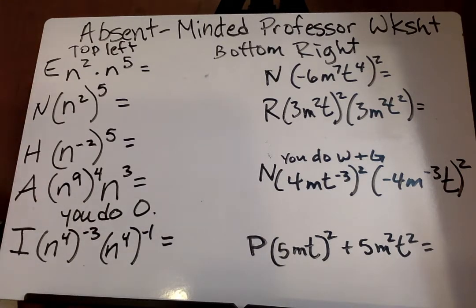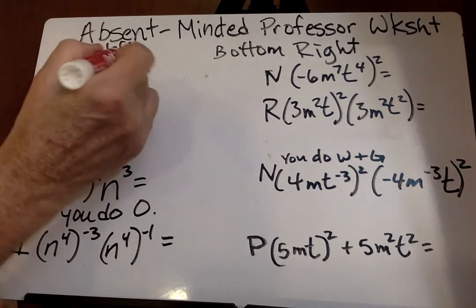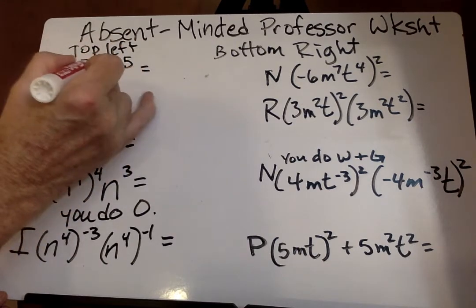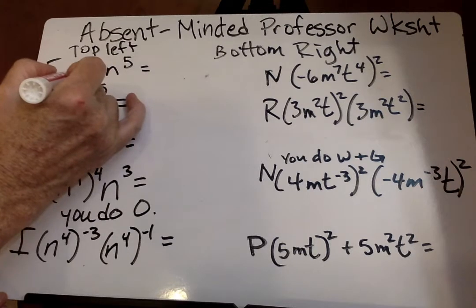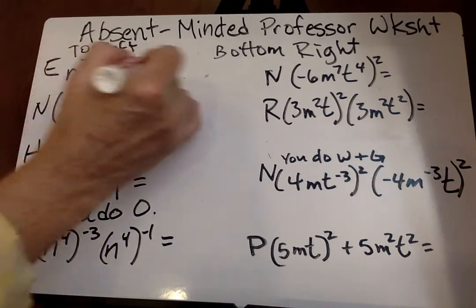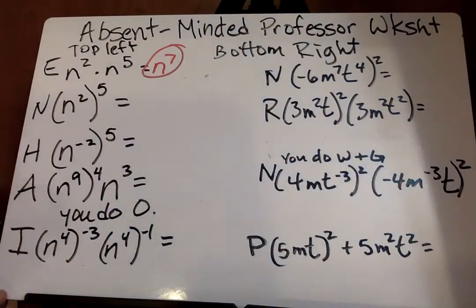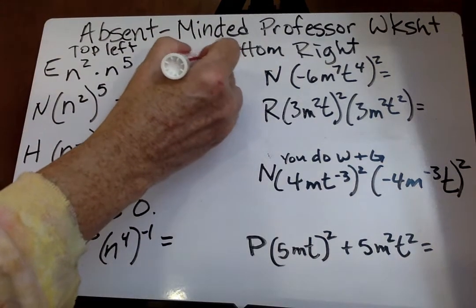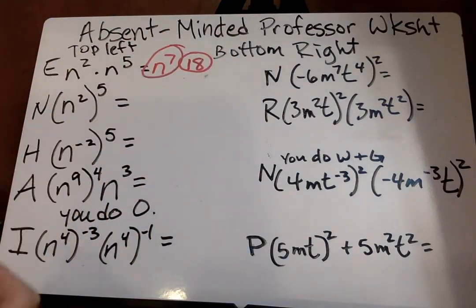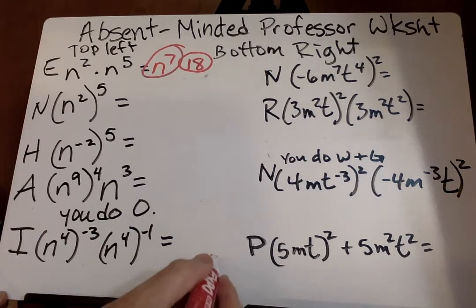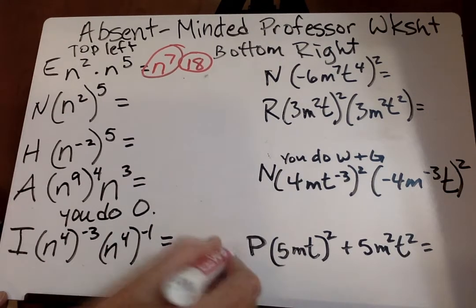We have n squared times n to the fifth. So when we are multiplying bases with exponents here, we can go ahead and add the exponents. So we said this is n to the seventh. Then we look at the right-hand side and it says 18 right there is n to the seventh. So down below, you'd want to put an E where number 18 is.